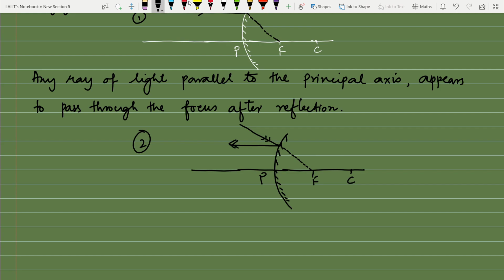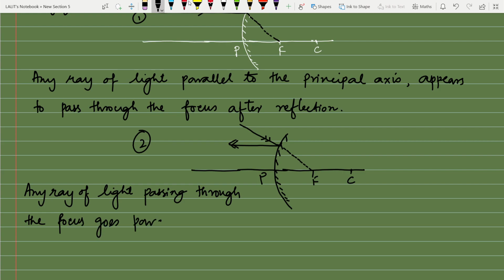So any ray of light, the rules are same. Any ray of light passing through the focus goes parallel to the principal axis after reflection. Now rule number 3.